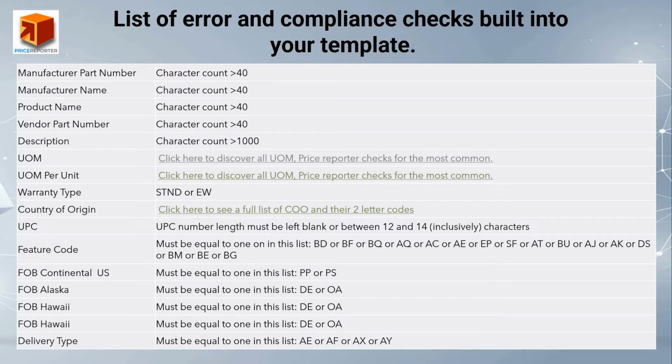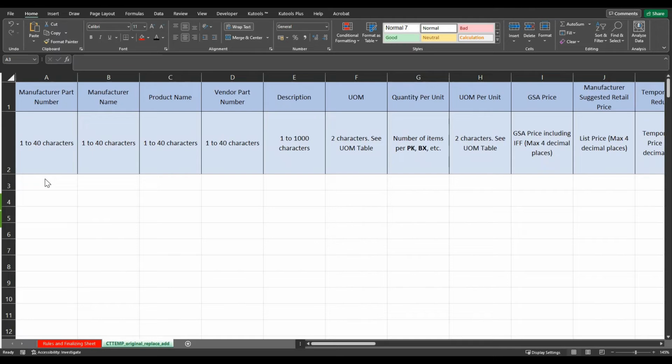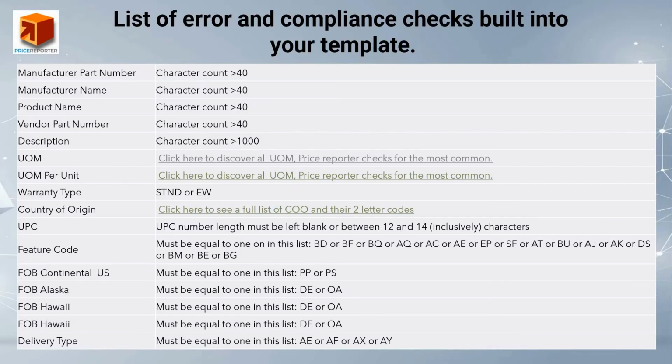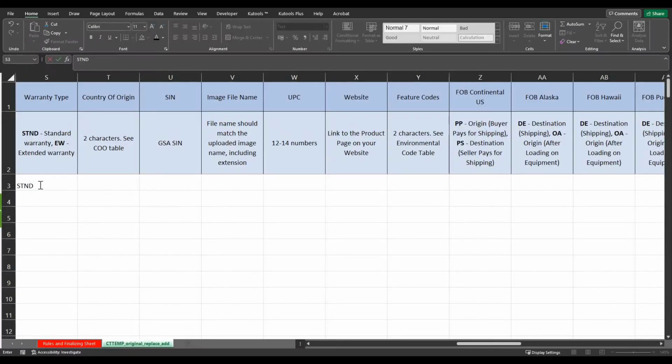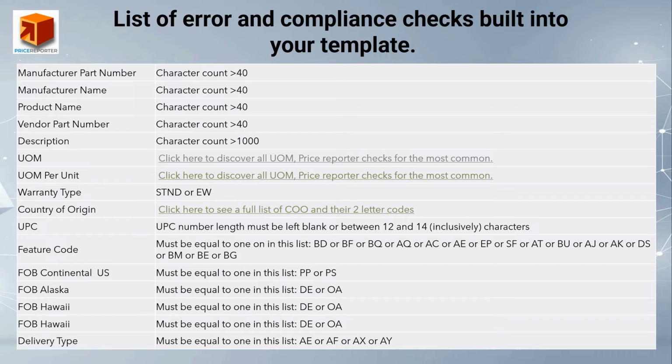When using SIP or EDI to upload your catalog, there are certain restrictions that apply to the data you send to the GSA. For example, manufacturer's part number character count cannot be greater than 40. This also applies to manufacturer name, product name, vendor part number. Other checks include warranty type, which can only be STND or EW for extended warranty, or the country of origin column, where the template will alert you whether a country that you've inputted is TAA compliant or not by highlighting the cell red. Please pause the video to take a look at the full list.